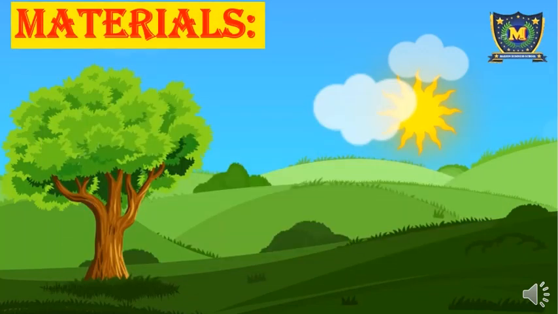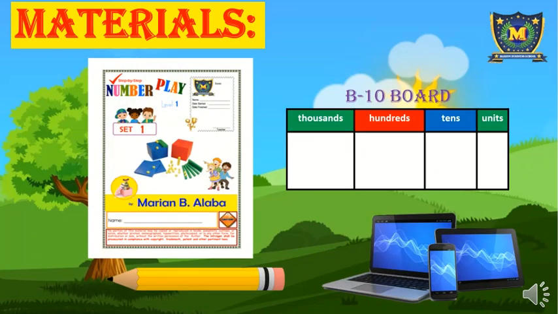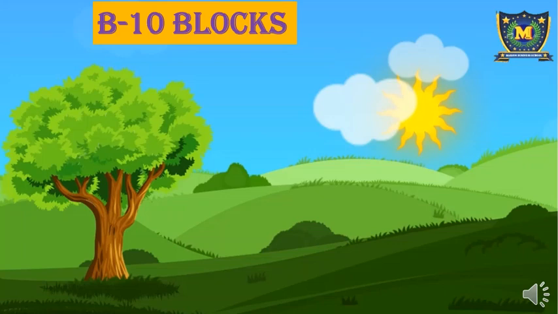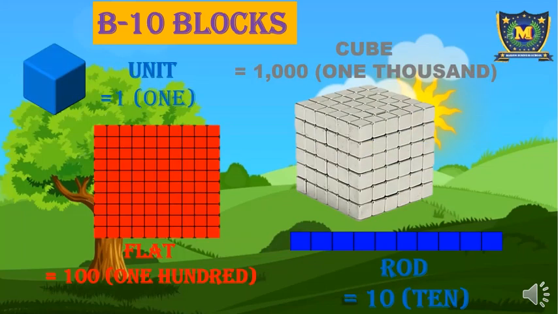Materials. These are the materials you need for this lesson. You need your workbook on Number Play Level 1, your pencil, and of course your beading board and either a tablet, cell phone, or laptop. And of course you need the help of your friend, the beading blocks. So you need a unit, flat, cube, and rod.